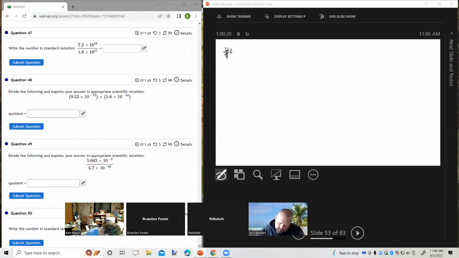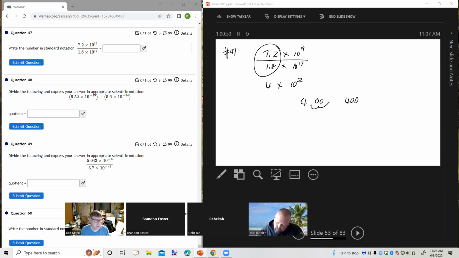Number 47, write the number in standard notation, 7.2 times 10 to the 19th power over 1.8 times 10 to the 17th power. 7.2 divided by 1.8 is 4 times 10 to the 19 minus 17 is 2 power, but this is standard notation. So we're going to move it 2 places to the right. So our final answer should be 400.